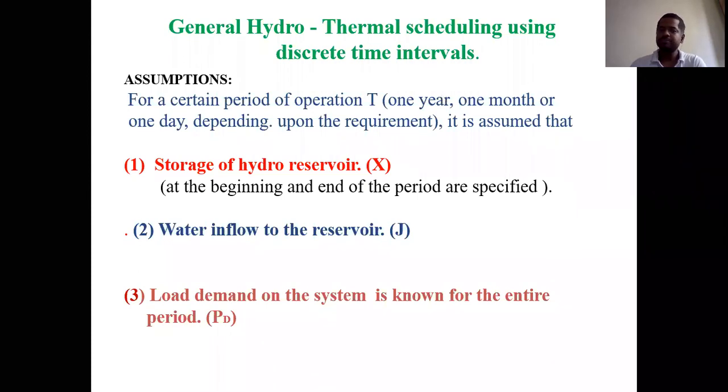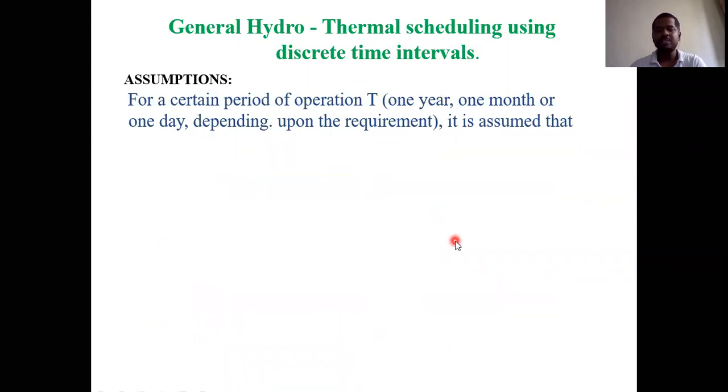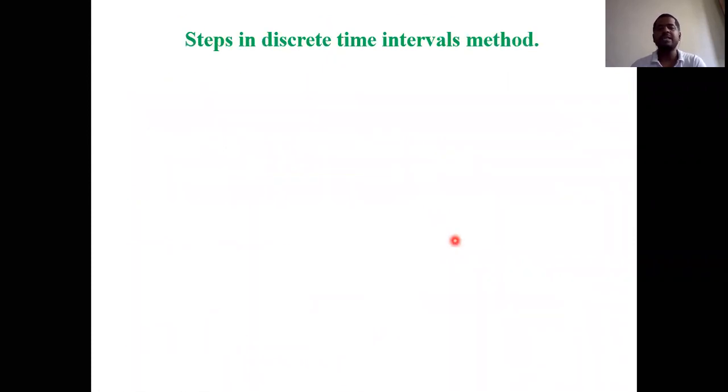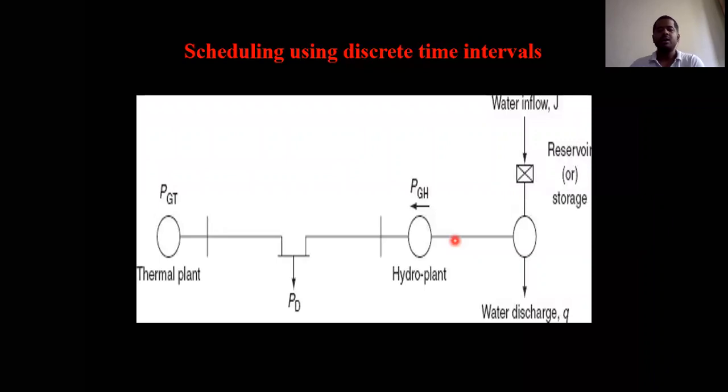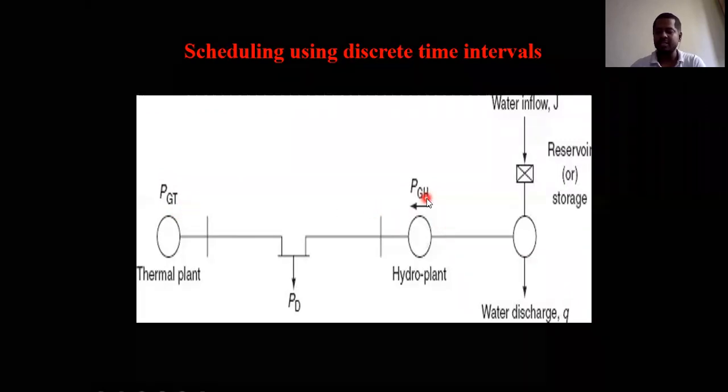Once you assume these three points, then we go for the objective function and the constraints. What is the objective function here? Let me explain by taking a simple diagram, a basic representation of the scheduling of these two different sources. PGT is the power generated in a thermal power plant, PGH is the power generated in a hydro power plant, and PD is the demand.